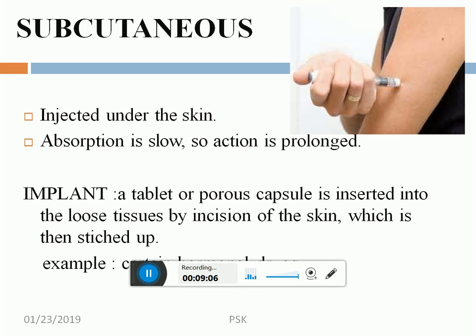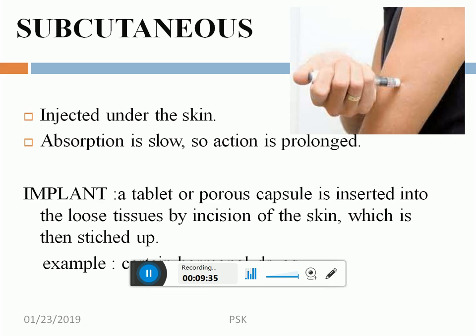So subcutaneous. What does subcutaneous mean? Subcutaneous means injection under the skin. The absorption will be slow and the action will be prolonged. What does prolonged mean? It means the action will be continuous. It will not be 5 minutes or 10 minutes; it will take 20 to 30 minutes. Within that 30 minutes, the drug effect will be prolonged, slow and steady.